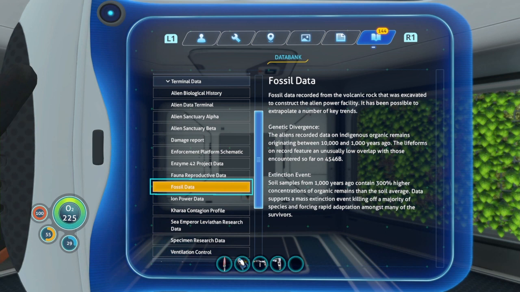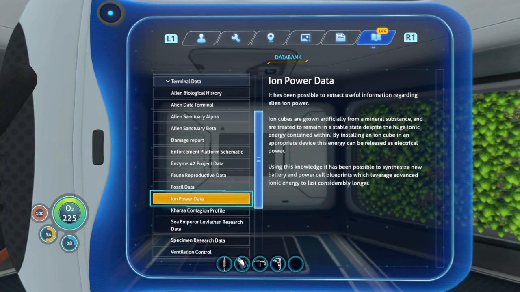And you see, that is interesting. Well, as we are... Actually, I can't say anything yet, because this is going to be appearing in a future episode as well. So, moving along. Ion power data. This one I know for a fact you get from the alien power plant, because, well, that's where you get it. Moving along.